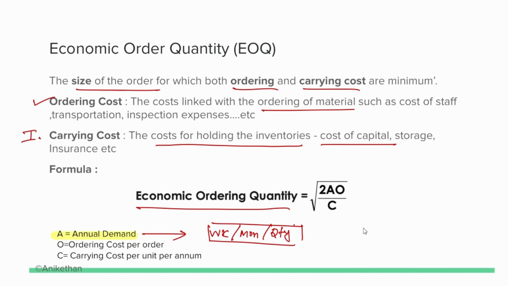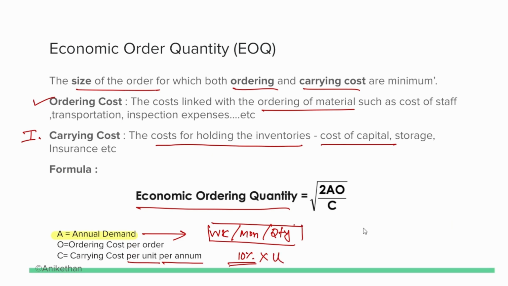Second is ordering cost per order. So if the question mentions I have to place 5 orders, you have to multiply the ordering cost by 5 times. Next is carrying cost per unit per annum. This is important. Cost per unit per annum. Typically in the question you will get some percentage, say 10 percent per annum, multiplied by unit cost, you will get carrying cost.